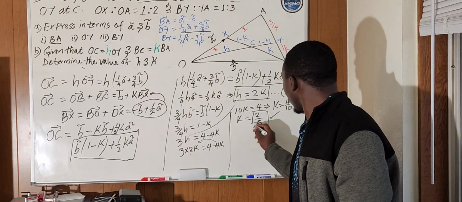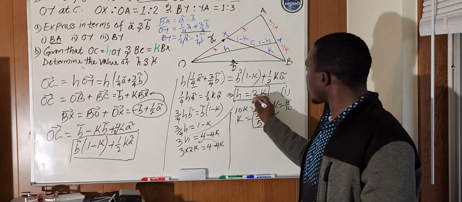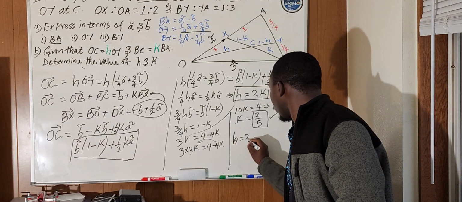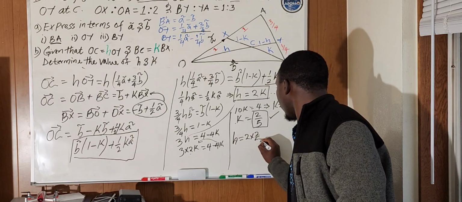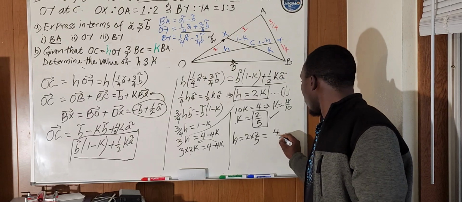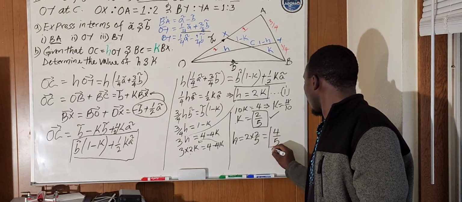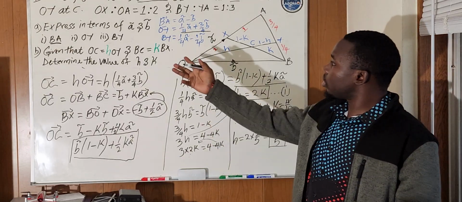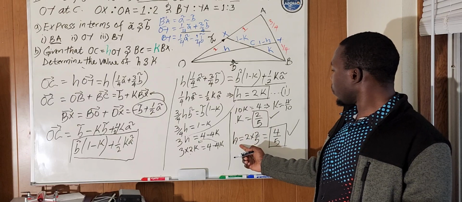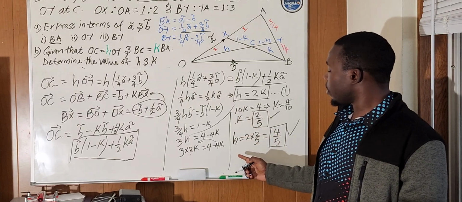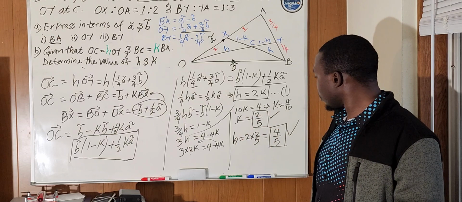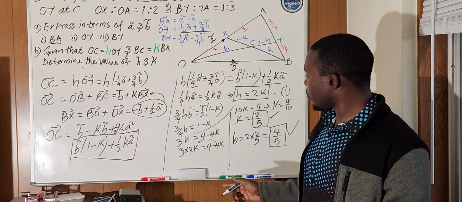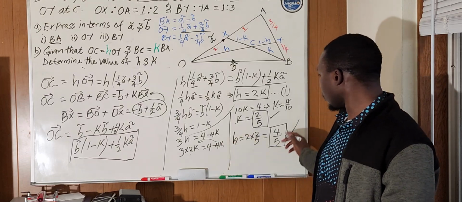The last one, we take this value here, we substitute into equation 1 here, we get H. Our H equals to 2 times 2/5, which will give us 4/5. So based on part B, these are the values of K and H. Even though it looks like a complicated question, it is easy so long as you know how to arrange and write the question, forming the two equations, you will be able to get the answer correctly.